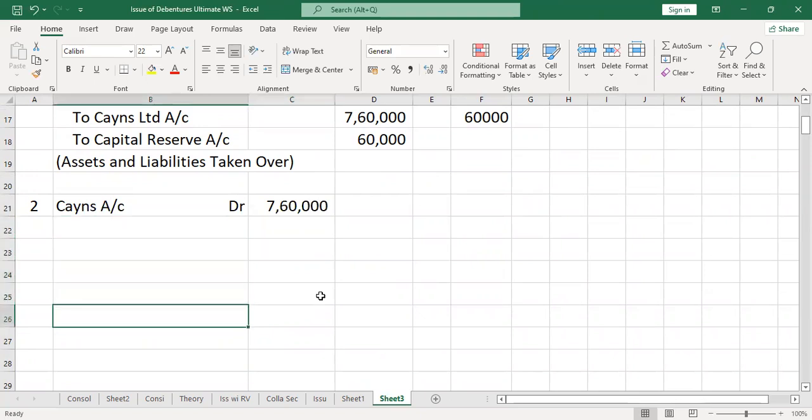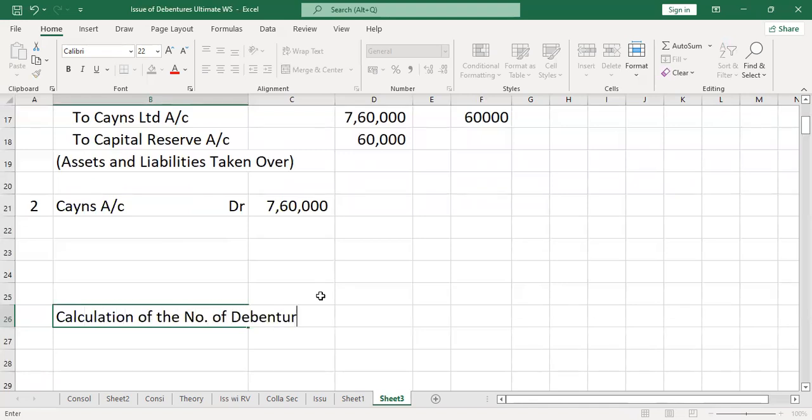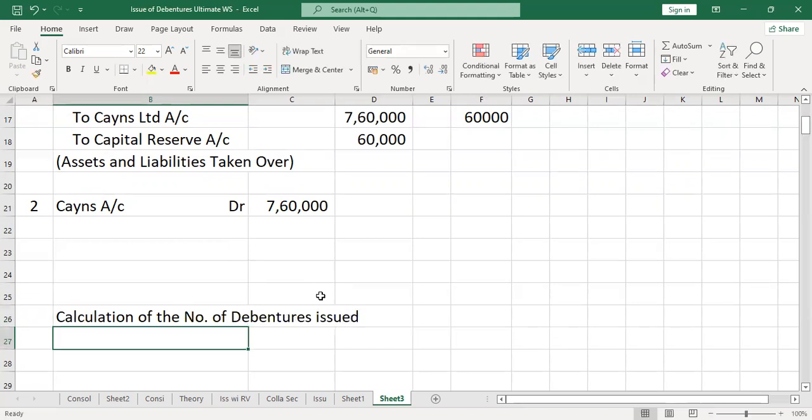And before we debit or credit the other accounts, we need to calculate the number of debentures. Calculation of the number of debentures issued. This is only necessary when the debentures are issued at a premium or at a discount. Okay. So the calculation is very simple. You just have to write the purchase consideration that you have to pay. In this case, it is 7,60,000.